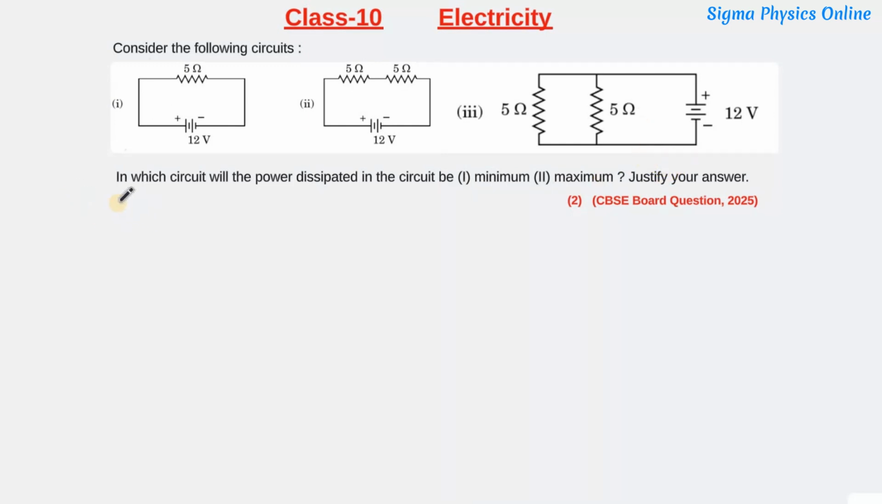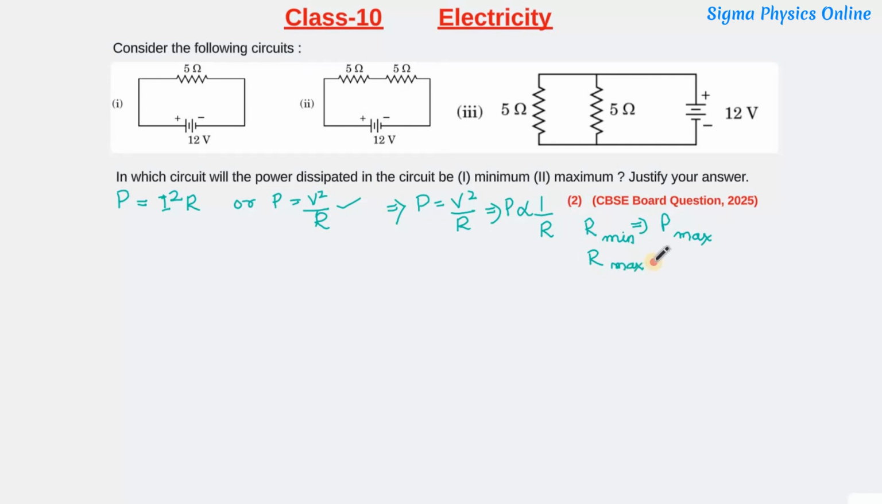Alright, so let's start. Now we know the power dissipated is given by P is equal to I square R or P is equal to V square by R. Since here we have resistors, we can use any of these two formulas. Today we'll solve it with this equation. Here you see the power is given by V square by R, which means that power varies inversely as the resistance. If a circuit has minimum resistance, the power dissipation will be maximum, and if the resistance of any circuit is maximum, the power dissipation will be minimum.